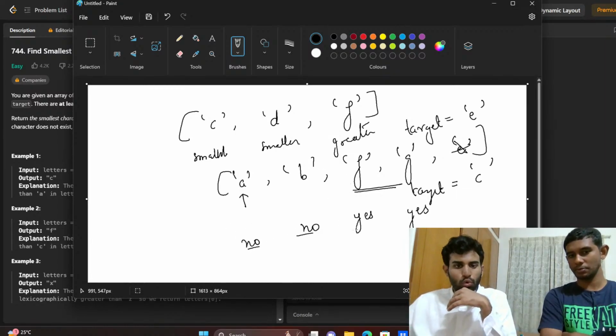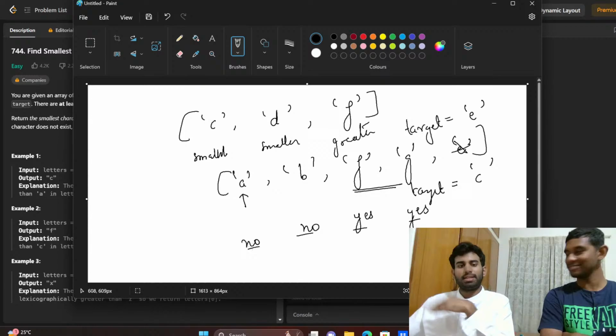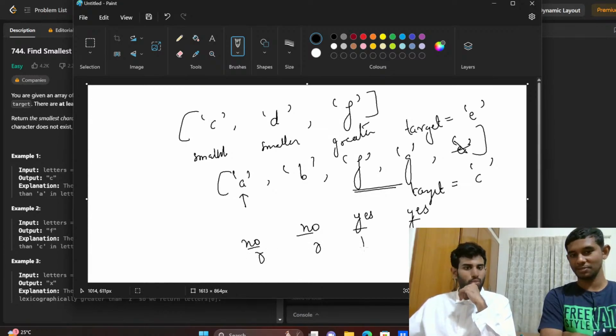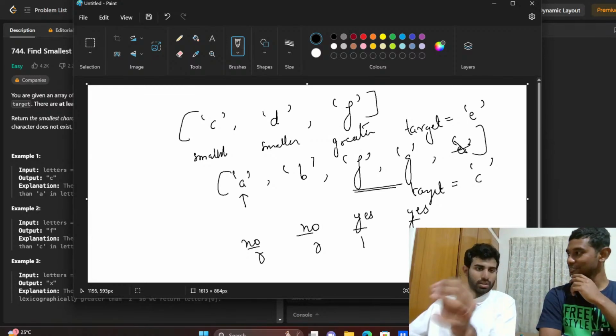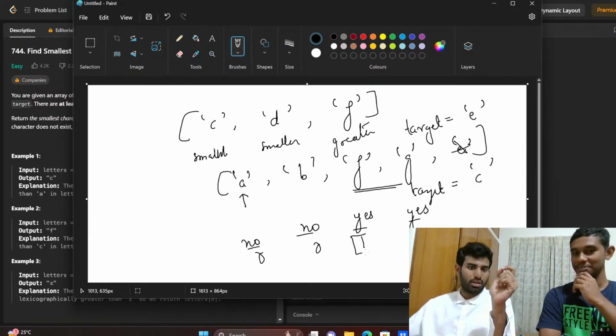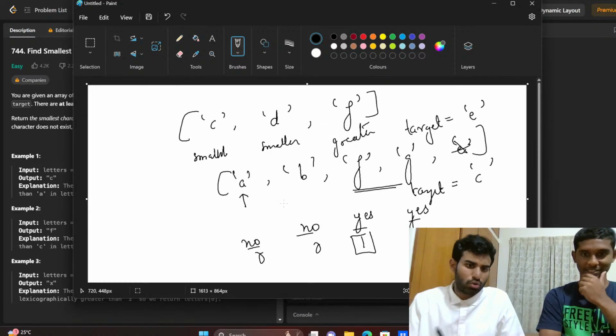And if you look at this: no, no, yes, yes, right? Let's say instead of no, no, yes, yes, let's have them as 0, 0 and 1, 1. All we are trying to find out is, given a sorted array of zeros and ones, can you find out the first one here? That's what the problem reduces to. So we can try coding it out using normal binary search.